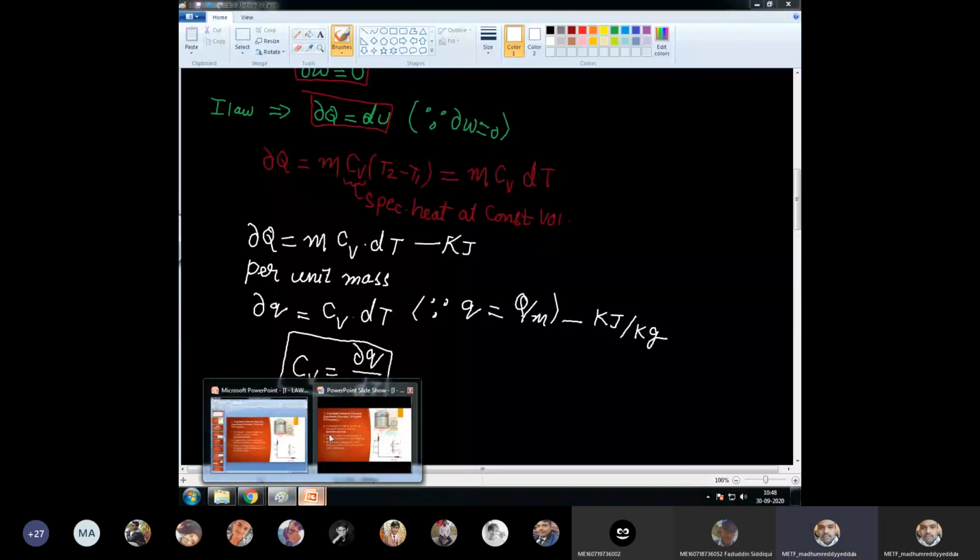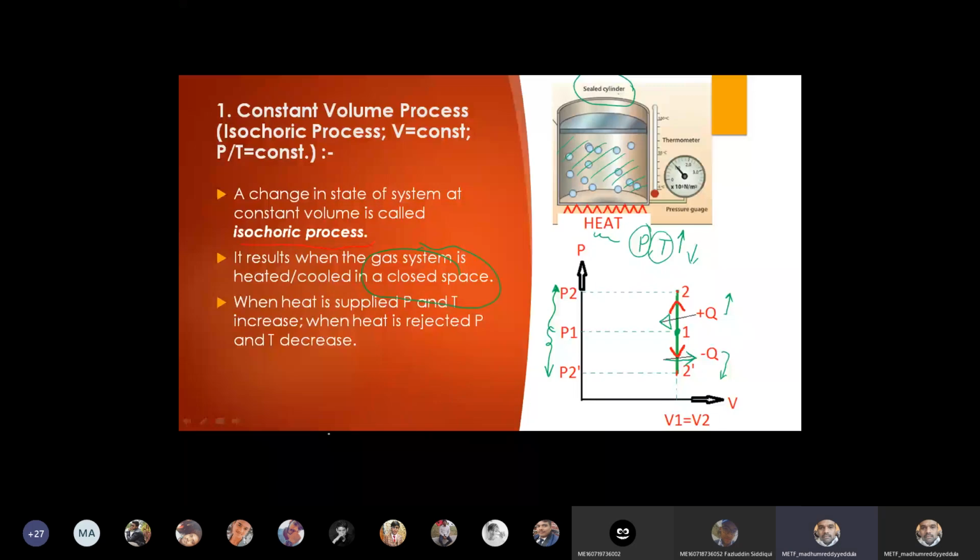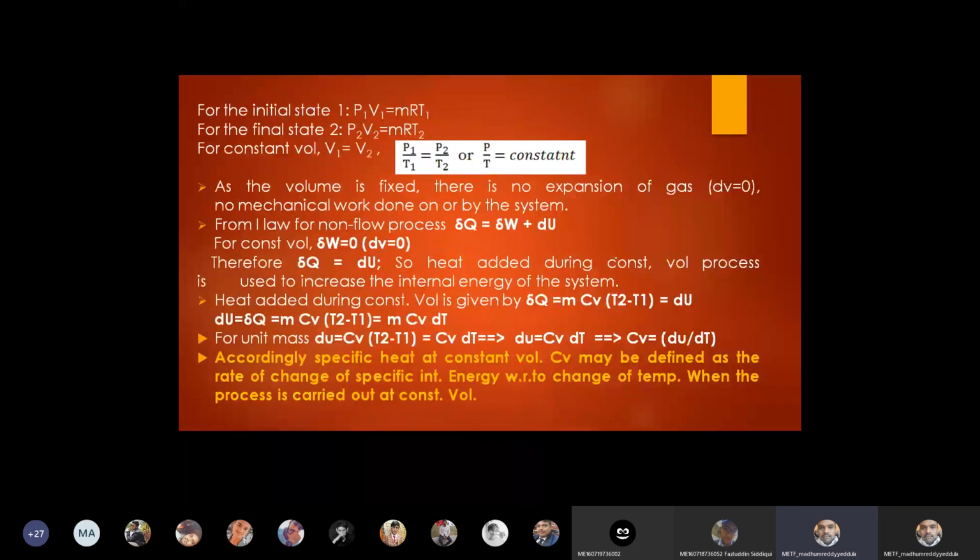You can see here, for constant volume process, V1 is equals to V2. Once V1 is equals to V2, what will happen? dou W is equals to 0. In the absence of work done, dou Q will become dU.